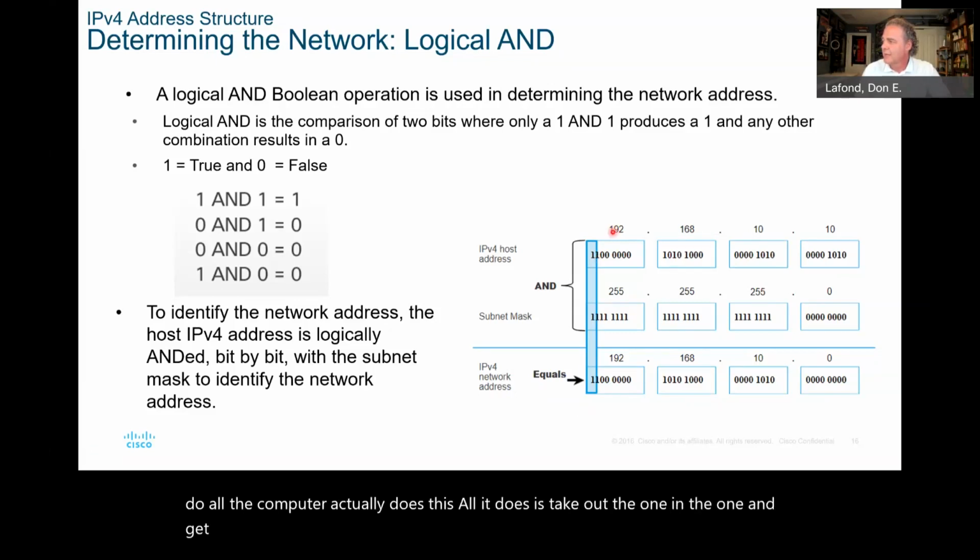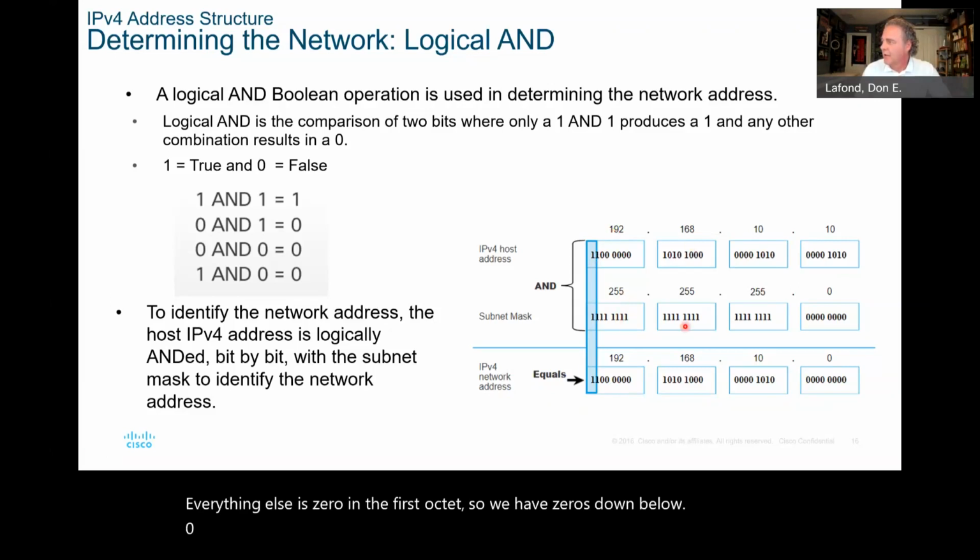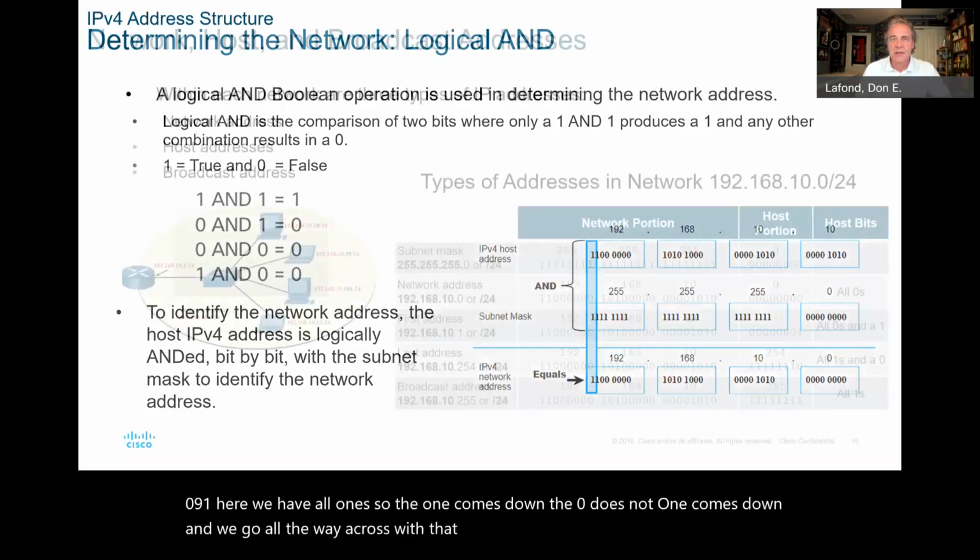So we have zeros down below, 0 and a 1. Here we have all ones. So the 1 comes down, the 0 does not, 1 comes down, and we go all the way across with that. Now that's how we determine the network.